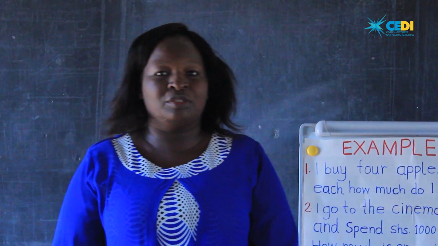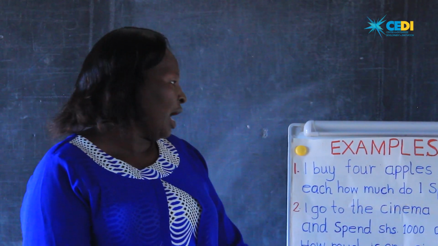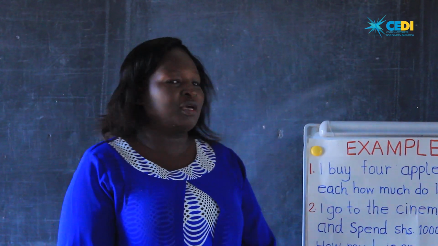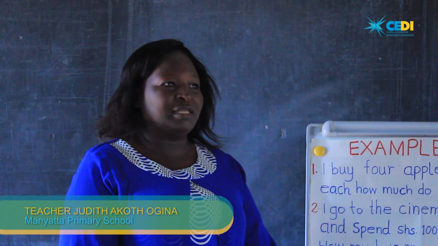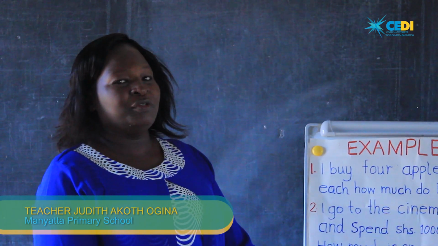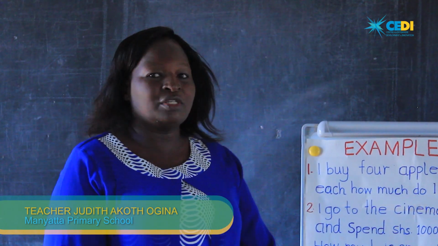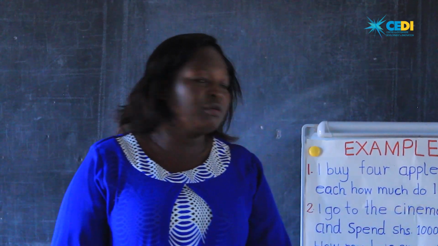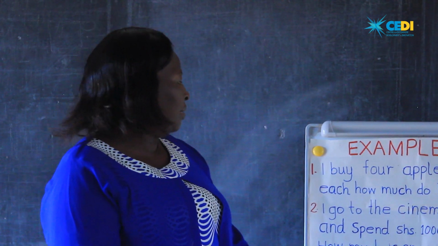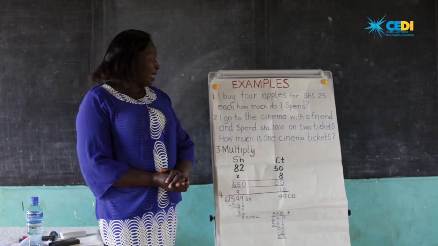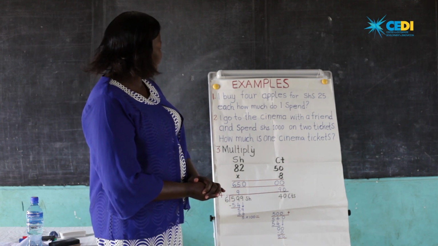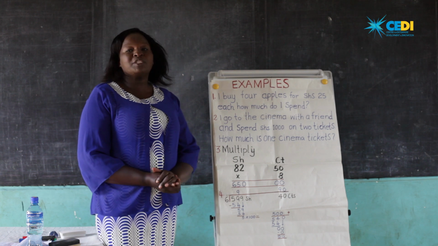Before we go to today's lesson, I would like to ask you some few questions. When I ask you the questions, if you believe that it is multiplication, you will stand up. And if you know the question wants you to use division, then you will remain seated. My number one question is, I buy 4 apples for shillings 25 each. How much do I spend?